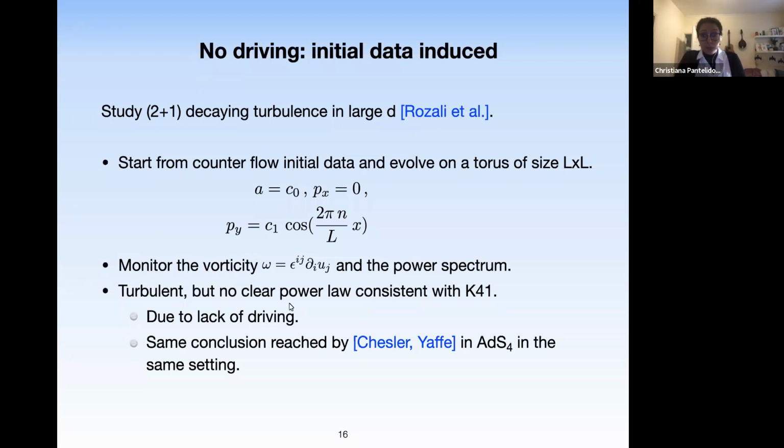And unfortunately, they weren't able to see a clear power law that was consistent with K41. And that was precisely because there was no driving in the system. And Jan asked about the paper by Paul Chesler and Lars Jaffe. Essentially what they did was the exact same calculation that I'm describing here, but in 4 dimensions. And they actually arrived at the same conclusion, that they didn't see clear Kolmogorov scaling.